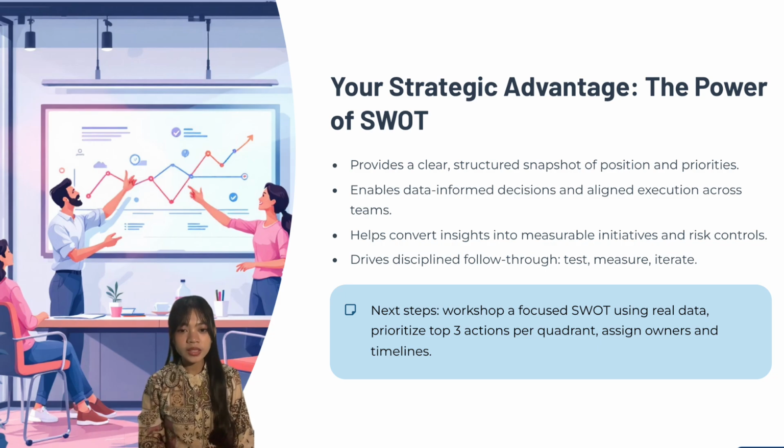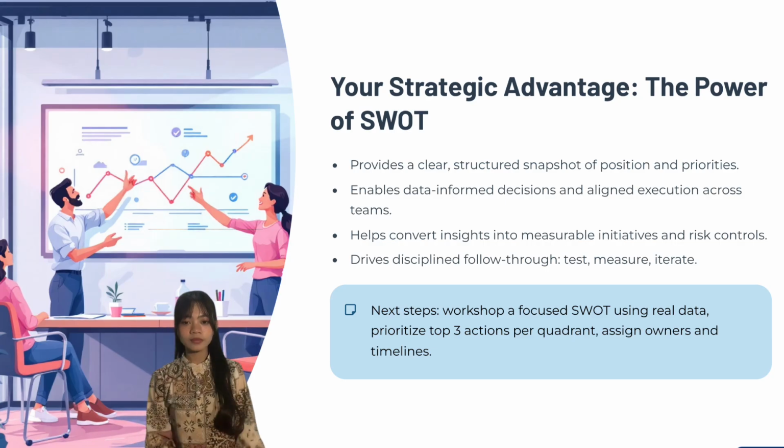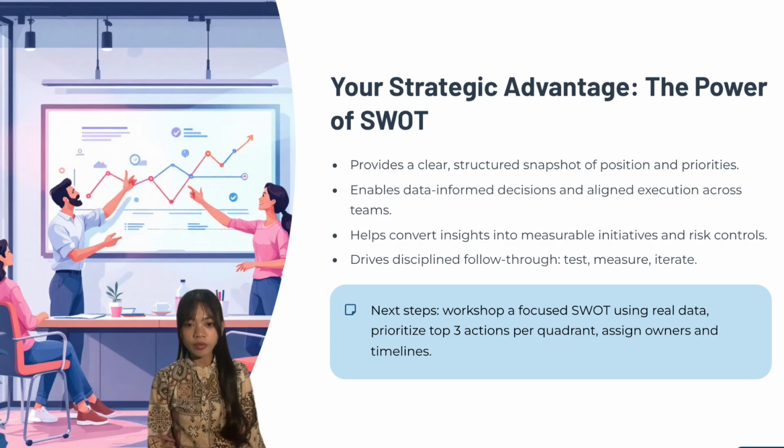In conclusion, SWOT analysis is a very useful tool for strategic planning. It provides a clear and structured way to understand a company's position. It helps managers make better decisions based on real information. SWOT also helps align teams because everyone can clearly see the priorities and direction of the company. Most important, it turns insight into action. Companies can create specific plans, measure their progress, and continuously improve. As a next step, businesses should use real data to build their SWOT analysis, focus on the most important factors, and assign clear responsibilities. To conclude, SWOT analysis helps us understand where we are, where we can go, and how we can get there. By using this framework properly, companies can become more strategic, more prepared, and more competitive in today's dynamic environment.